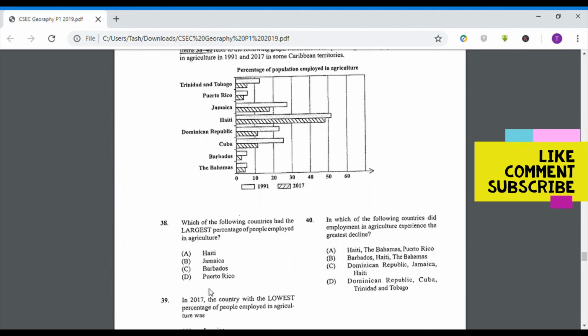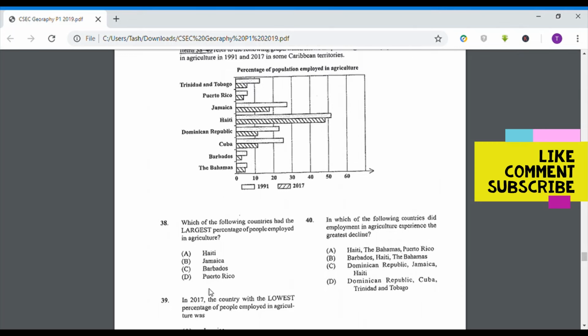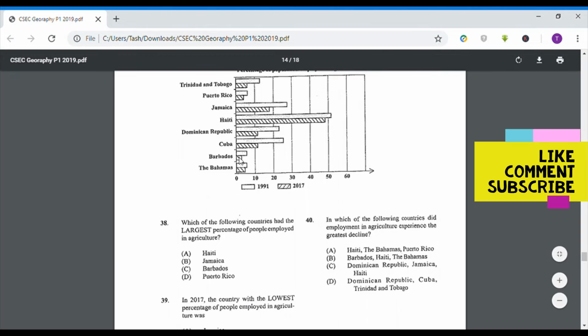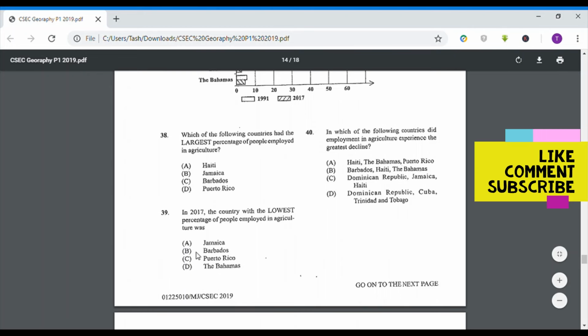For number 39, which is using the same diagram, in 2017, the country with the lowest percentage of people employed in agriculture was, so we're looking for the lowest percentage and we're looking for it in 2017, so it has to be a bar that looks like this one. So from this, the lowest one here would have been Barbados. So in our answer section, the answer would have been letter B, which is Barbados.